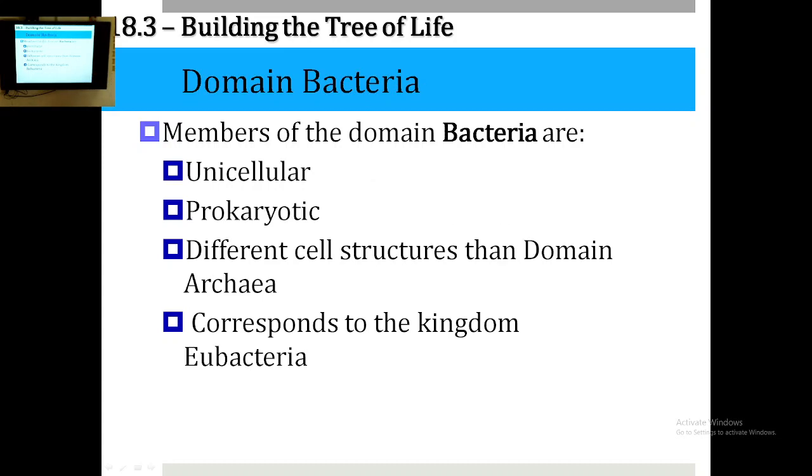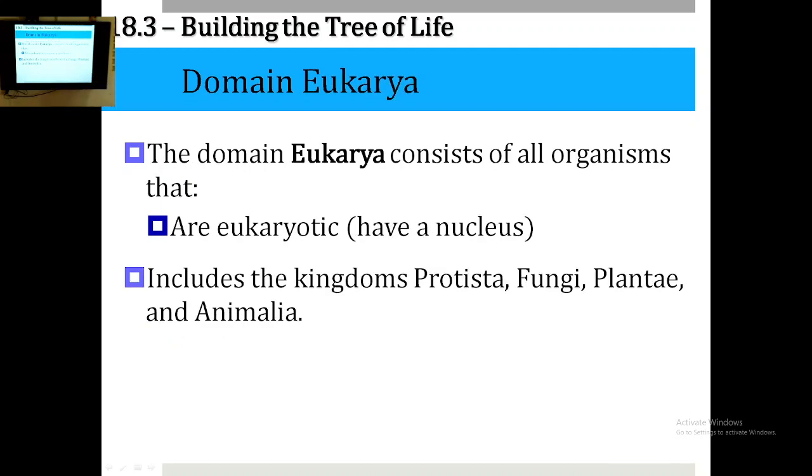While the bacterial domain, which is unicellular, prokaryotic, again has a different cell structure than domain archaea and corresponds to the kingdom Eubacteria. While the eukarya domain consists of all the organisms that are eukaryotic, having a nucleus, and we have many kingdoms like Protista, fungi, Plantae, and Animalia. So we have many kingdoms for the eukaryotes.